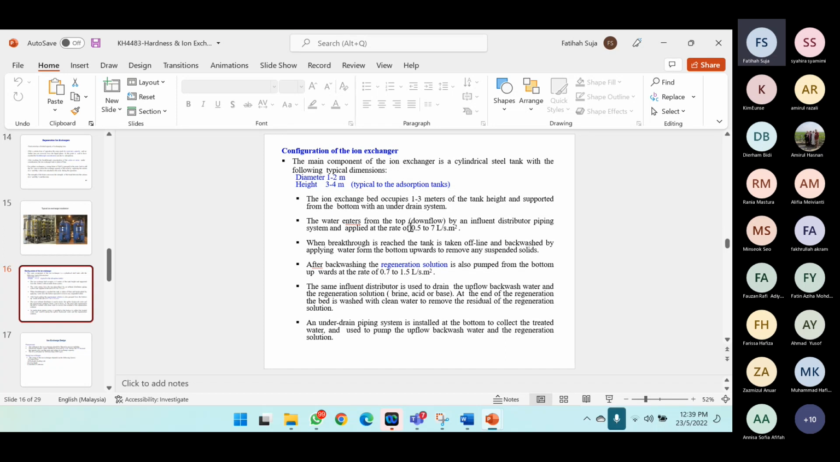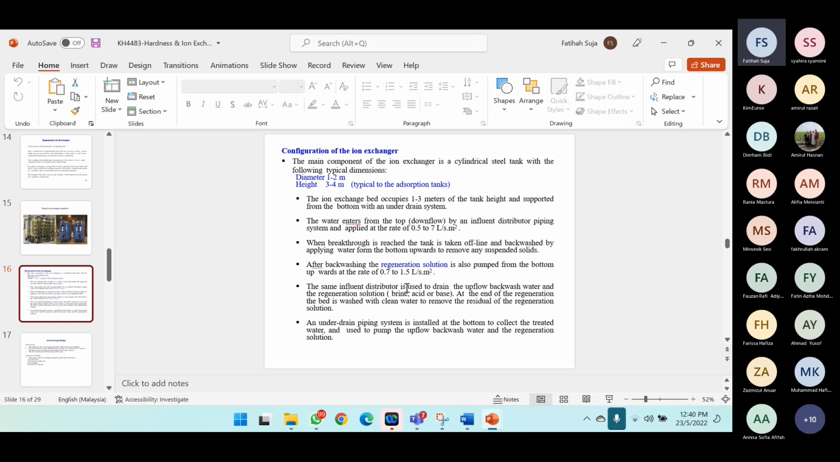When you do your treatment plant and you use ion exchange, I want to see the specification that you choose for your system. When breakthrough is reached, the tank is taken offline and backwashed by applying water from the bottom outwards to remove any suspended solids. It's like sand filtration. Sand filtration also has a backwash system to remove whatever blockage or solids are in the voidage of the media or the resin.